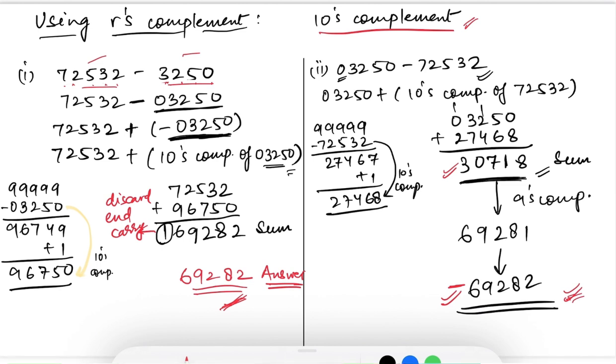So what we have learned: when we are dealing with r's complement for subtraction, and if there is an end carry generated, then discard that end carry. If there is no end carry generated, that means the result is negative, and whatever result you are getting, take the complement of that number and put a negative sign in front of that number, you will get the final answer.